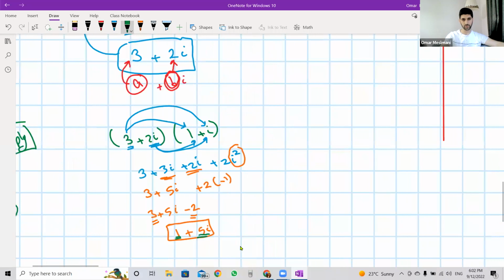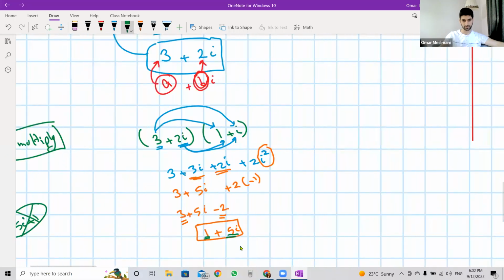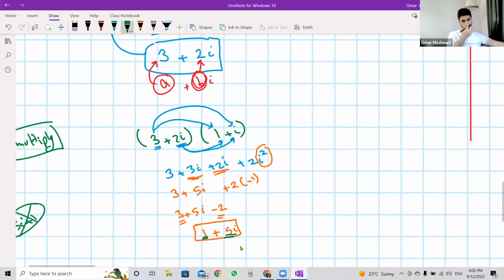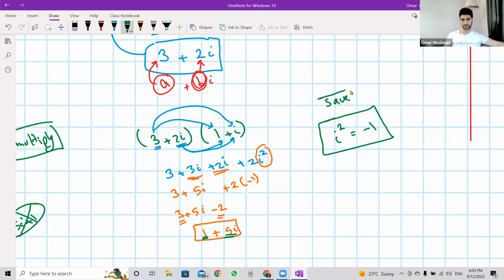Okay, Mr. Okay, so -1 power 2, why isn't it 1? The i power 2? Yes, it's a -1, not 1. This is something you have to save. Save it, memorize it. Okay.